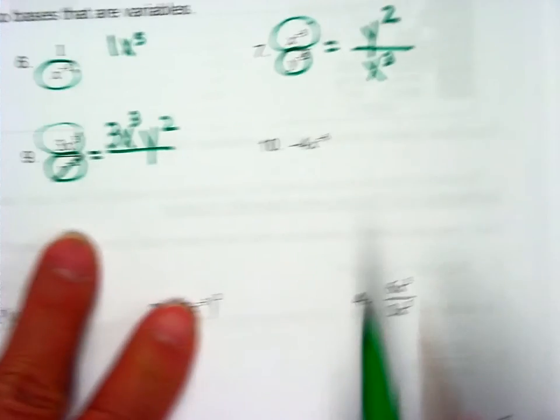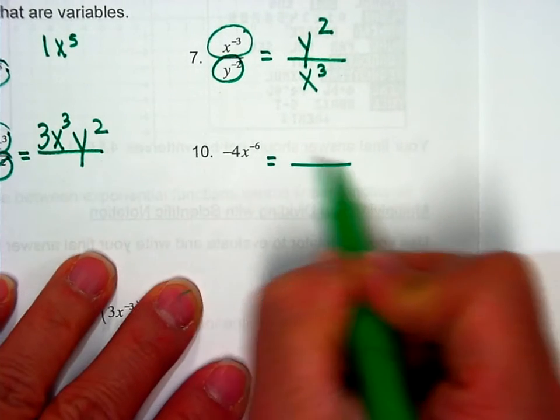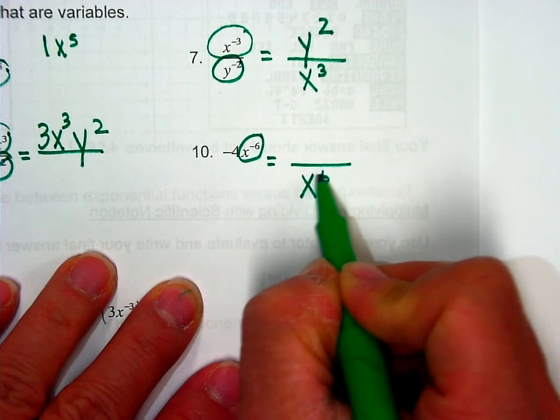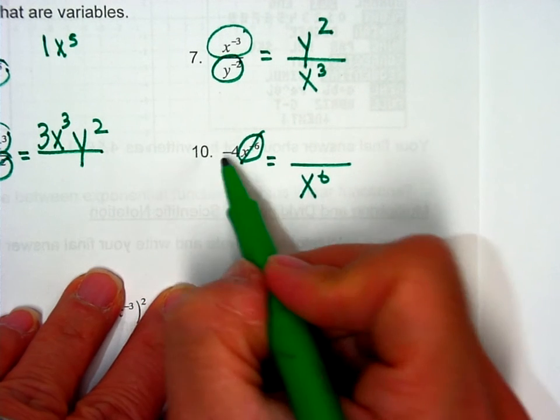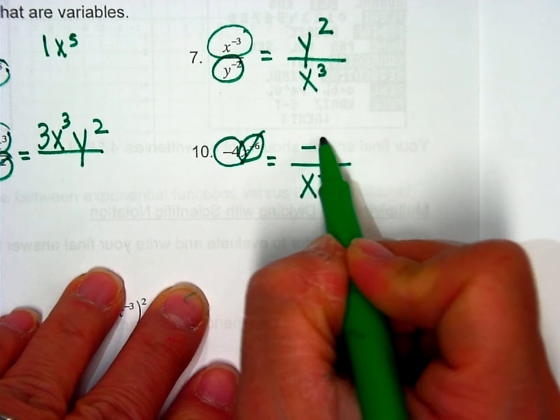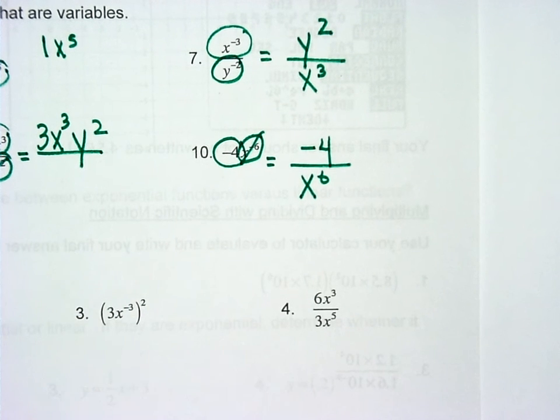And then last one, number 10. The x goes to the bottom. Remember, you don't want to have negative exponents in your answers, but it's okay if the number is negative. This is just a negative 4. That's going to stay on the top.